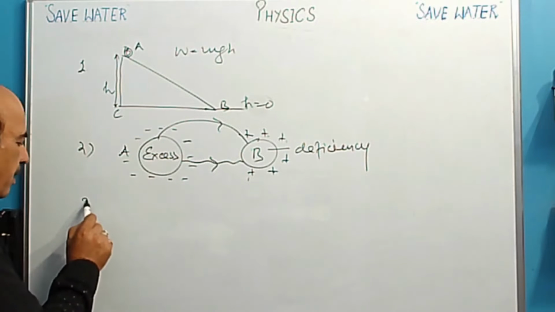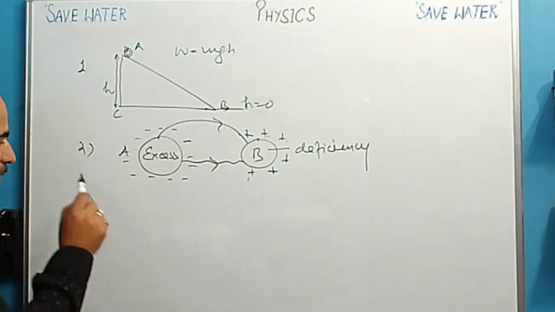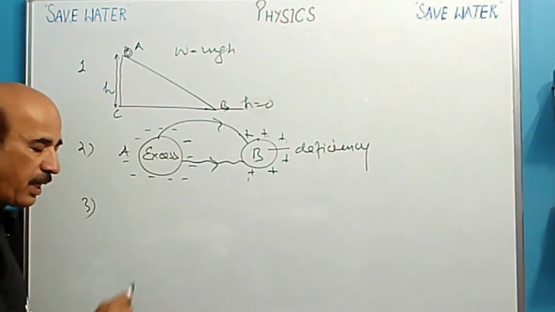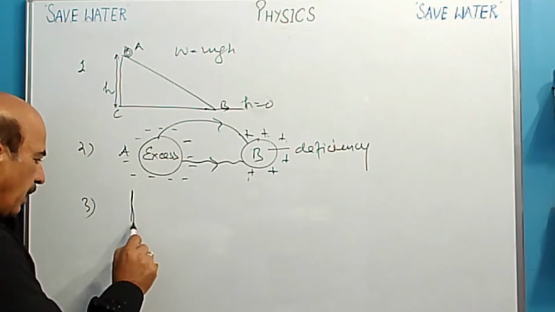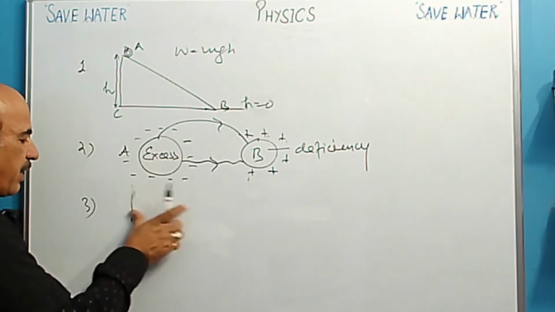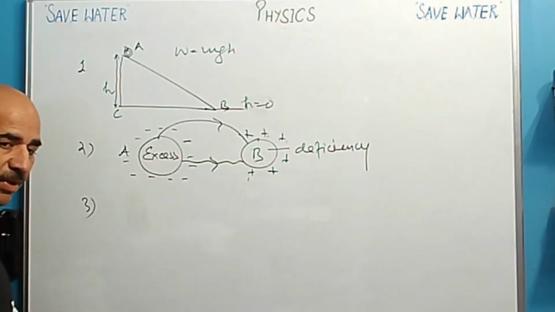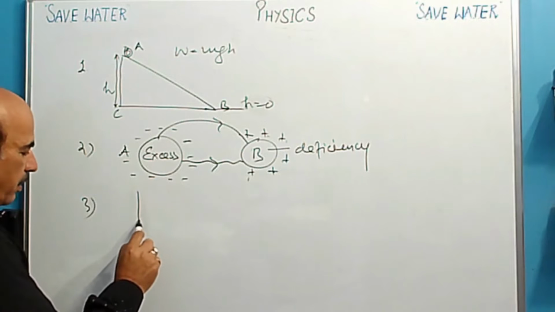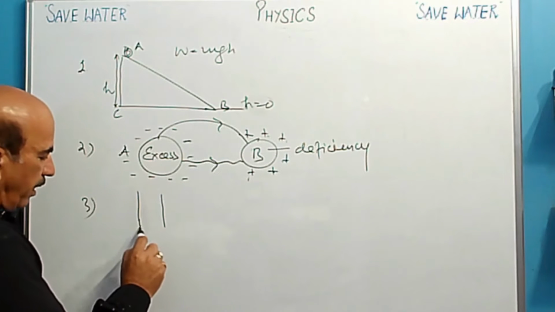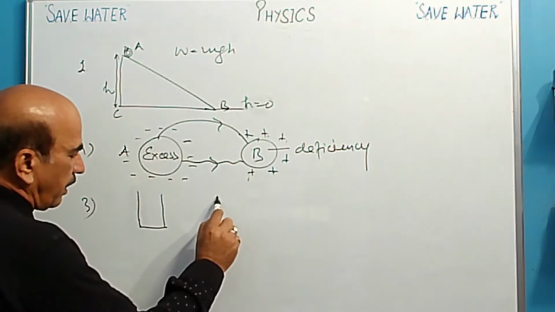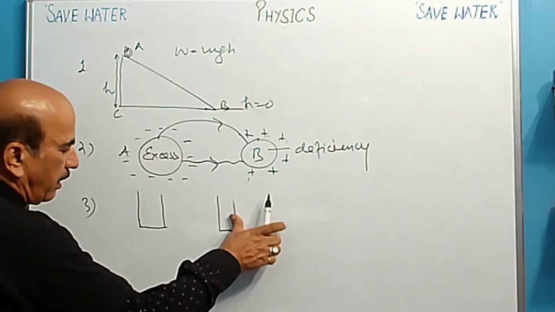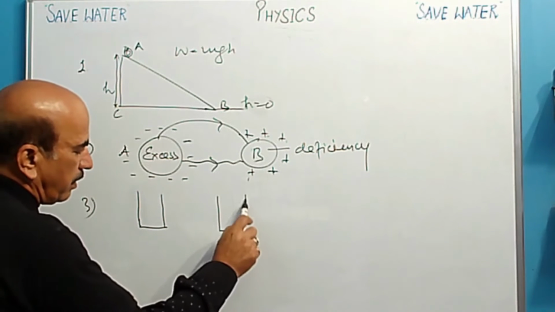Same way. Now I'm taking one more example here. So if we have two containers, अगर हमारे पास दो containers हैं, and you will say, sir, this activity is given in books also. Yes, it's given in books also, but I am going to discuss in a different way. Okay. So this is one container here, and this is another container.